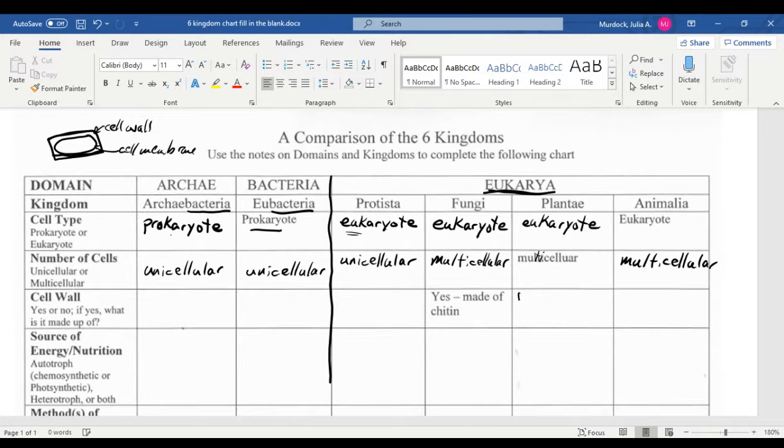Plantae, very good. So yes, plants have a cell wall. Do you remember what it's made of? Remember, it begins with C. Not chlorophyll. Not quite. It has an OSE ending.